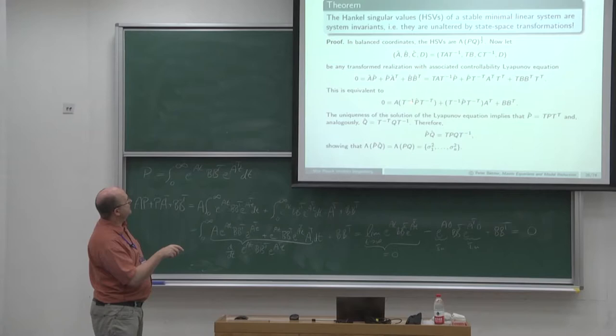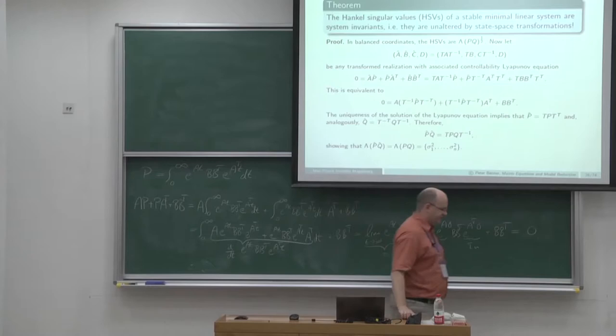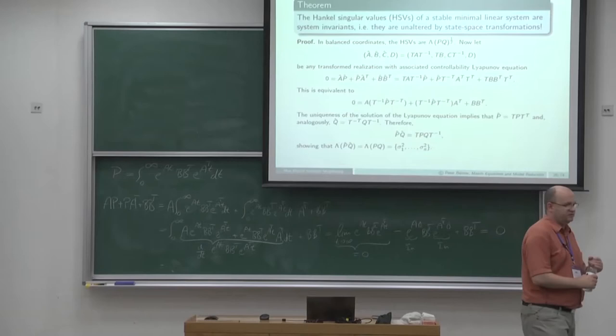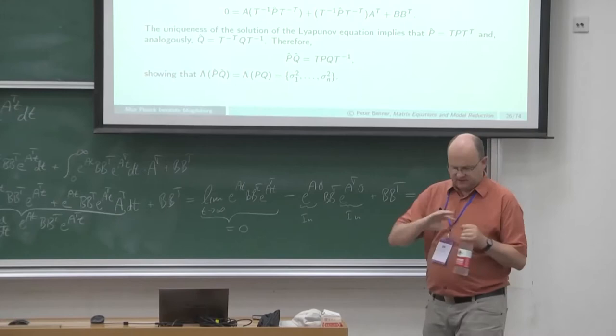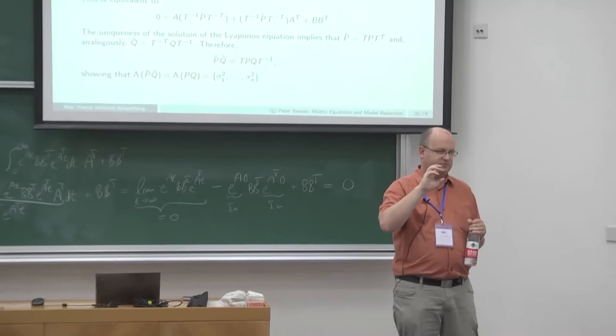Because, and that's something we now use, although we have not shown it so far, the solution of a Lyapunov equation under the assumption that A is stable is unique. It's a linear system. If you rewrite your Lyapunov equation as a linear system of equations, you can prove that if A is stable, the coefficient matrix of your linear system is non-singular.